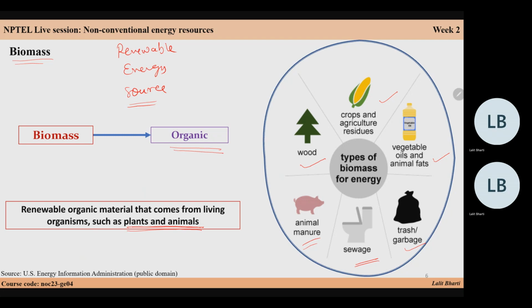This is the oldest renewable energy source, because from a very long time, from the very early time of humanity, we have been using biomass as a renewable energy source. We are burning wood, and we are using animal manure like cow dung.